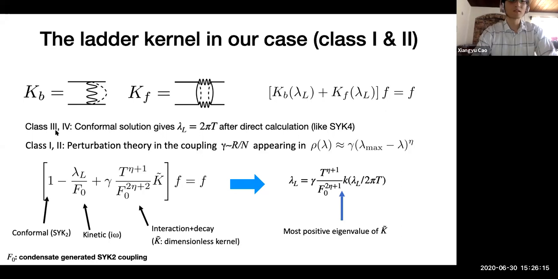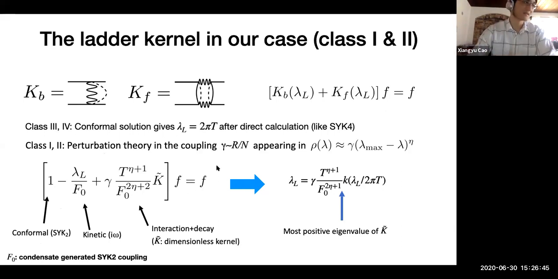So now in class 3 and 4, as I mentioned, you can do a computation which is really similar to the SYK4 computation, and it gives you a maximal chaos, lambda L equal to 2 pi T, quite directly. But now in class 1 and 2, it's kind of new. You cannot do the computation with only the conformal solution, because that will give you only 1 as a kernel. So it will not suffice to find lambda L.